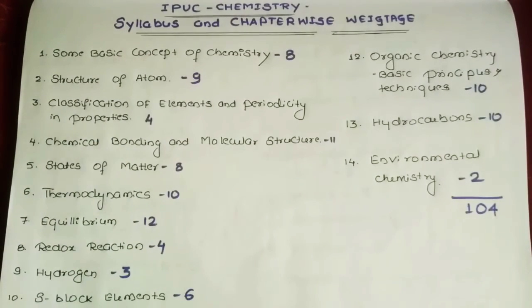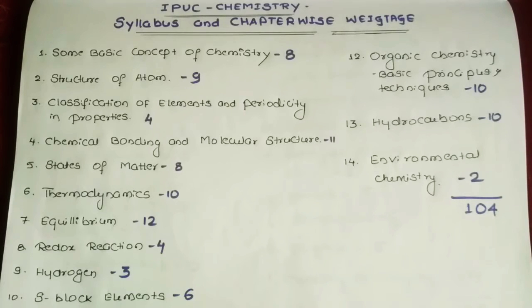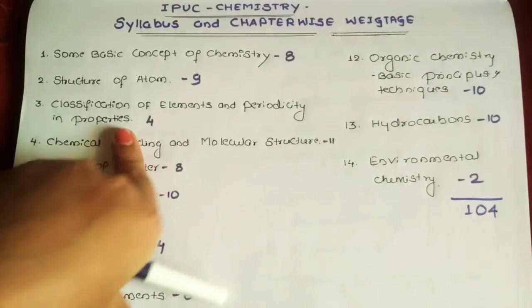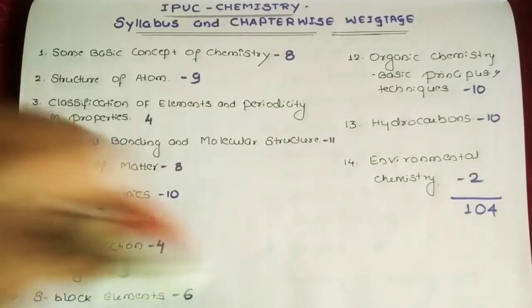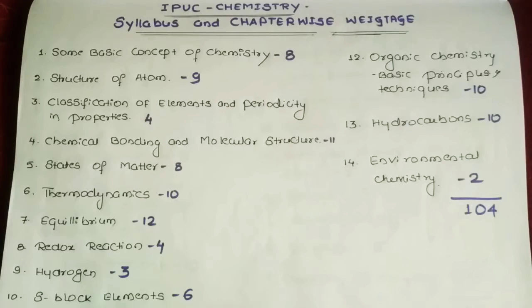Next is the classification of elements and periodicity in properties. Classification of elements means we have gone through the periodic table. If you learned the periodic table in your SSLC, we know that we have s, p, d, f block elements, on what basis they are classified, and what their electronic configuration is. When it comes to periodicity in properties, we study how ionization energy, atomic radii and ionic radii vary along a period and down the group, and what the reason is. Different periodic trends we are going to study. Quite an interesting chapter, and the weightage of this chapter is 4 marks.